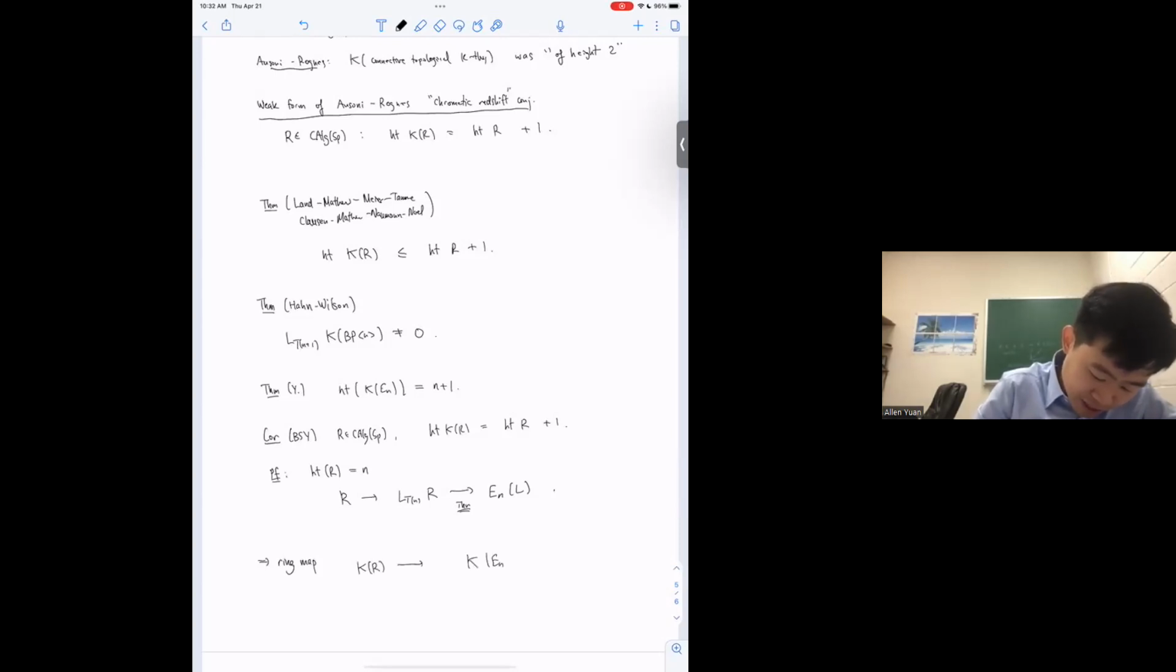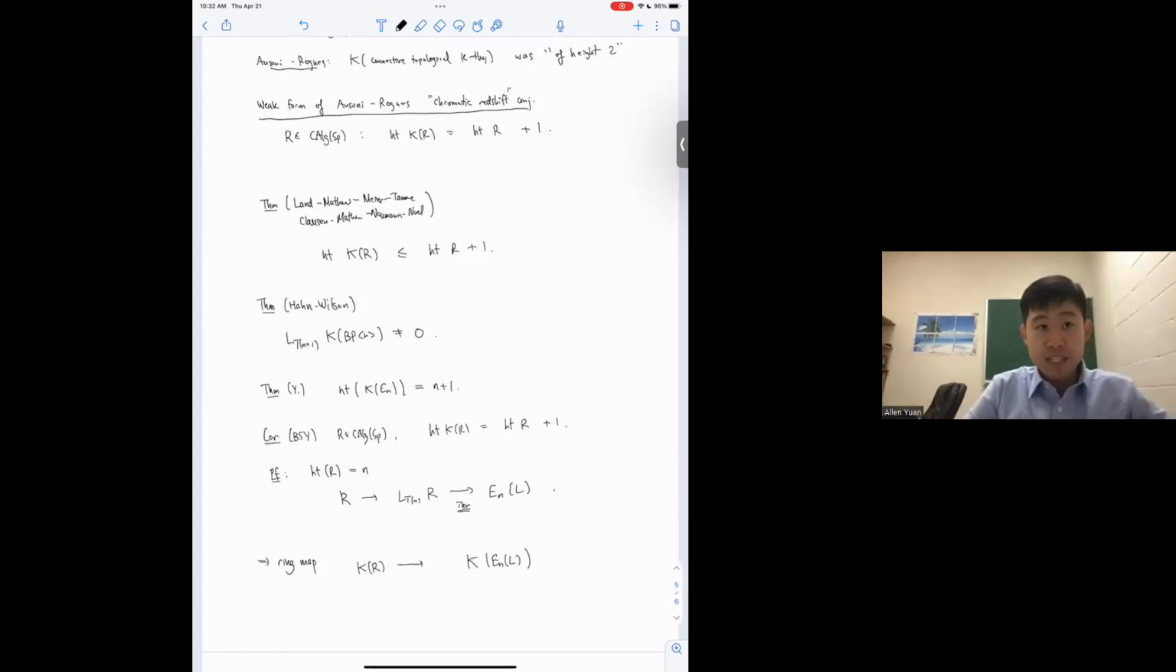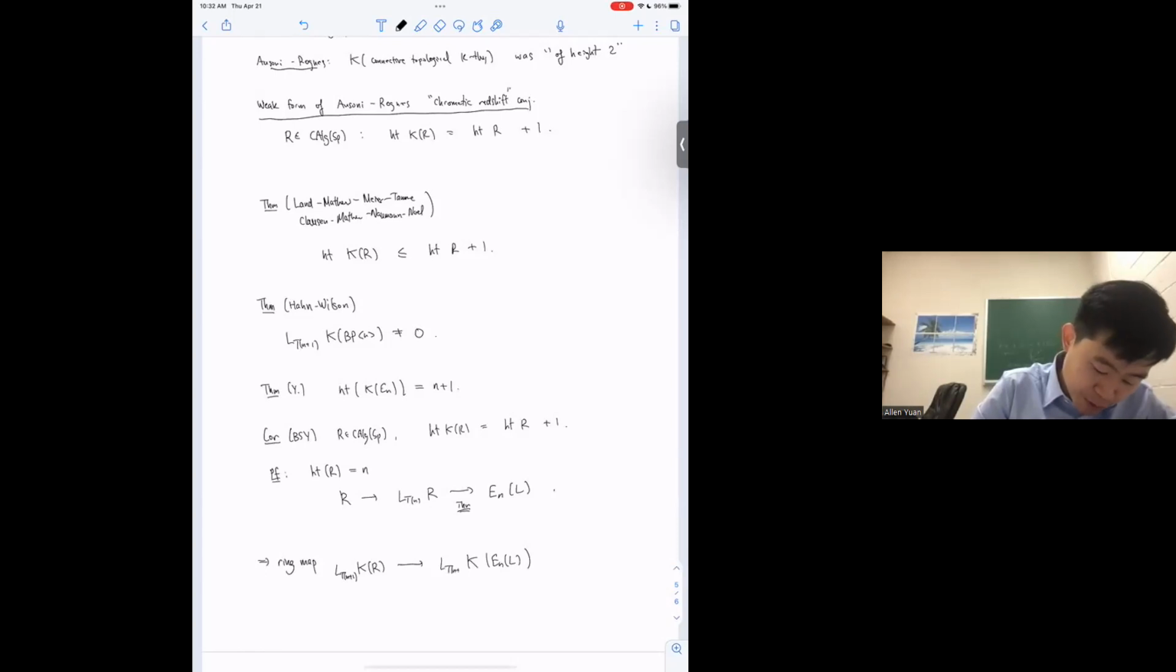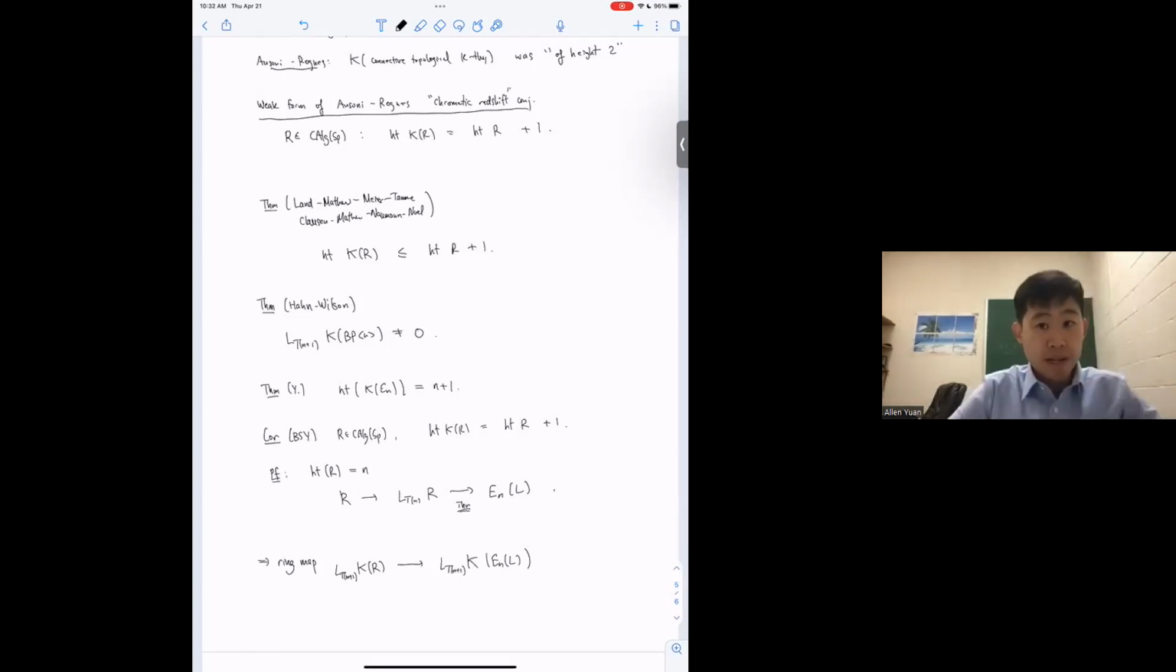of this Lubin-Tate theory. And now what we're interested in is the height n+1 part. So we'd like to say something about the Tn+1 localization of the K theory of R. So we can Tn+1 localize this map.